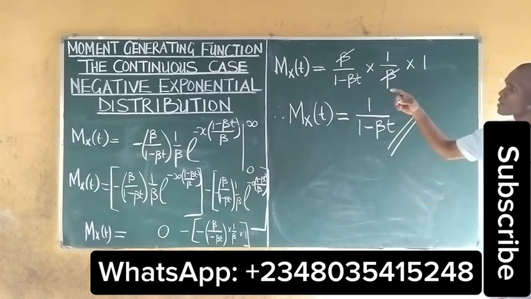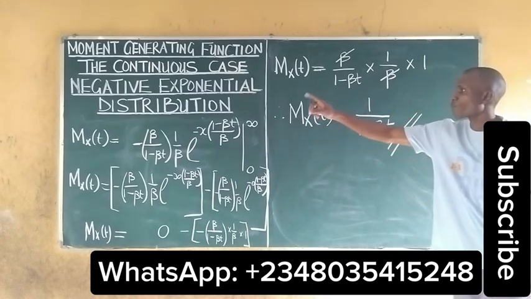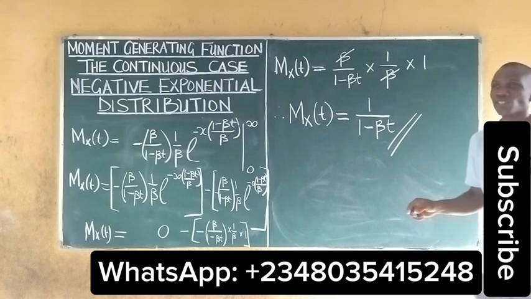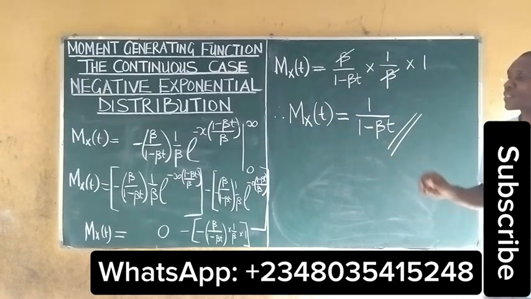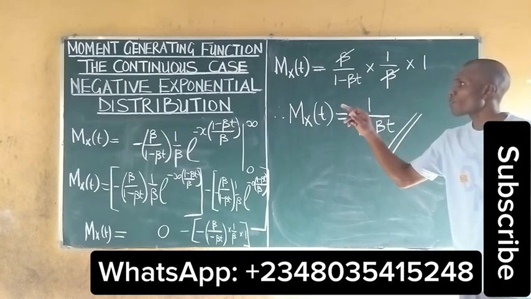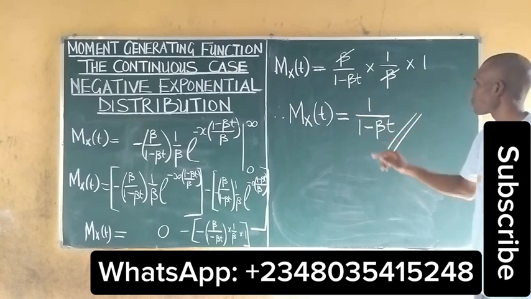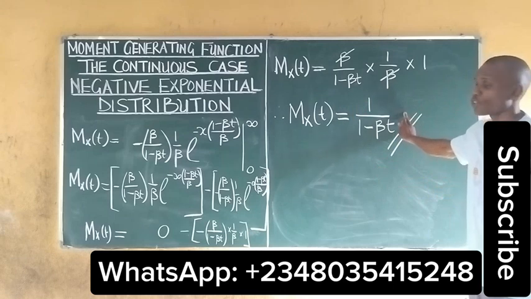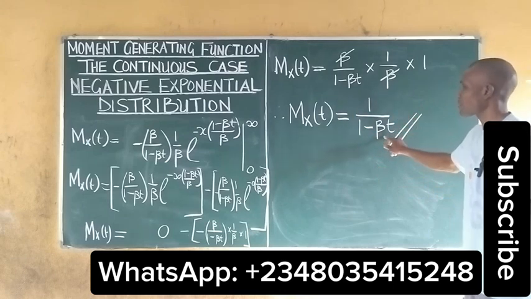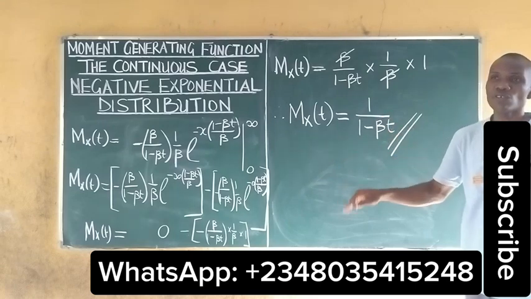So this is the moment generating function for the exponential distribution. This is how we can obtain the moment generating function for the negative exponential distribution. And the moment generating function will give us 1 all over 1 minus beta t if we follow the process which I have shown.